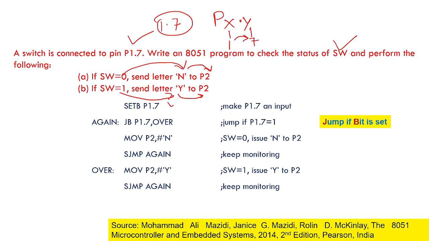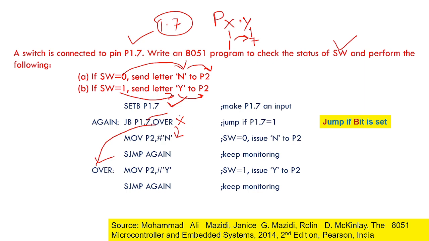Okay, that is the first line I'm doing. Set B P1.7. That is, I make 1.7 as an input. Now, see, jump if bit is set. Suppose if 1.7 is 1, we are just assuming that if your input is 1, I need to jump to over. If your input is not 1, I need to skip and go here.